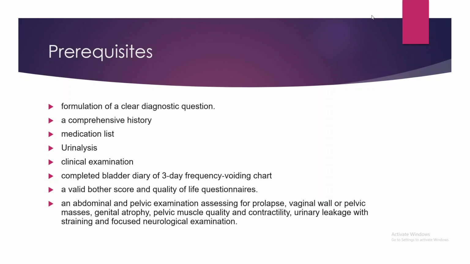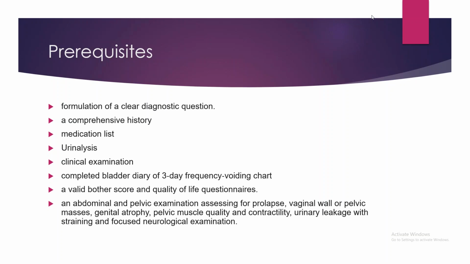Okay. Then you have to take a comprehensive history. You have to see the medication list, what medication she is on. You have to do urine analysis because you have to rule out any infection. In presence of infection, you can't do urodynamics. You have to do clinical examination because you have to see whether she is having any problems like prolapse or any pelvic masses. Also you have to complete the bladder diary for 3 days. And validated bother score and quality of life questionnaires.